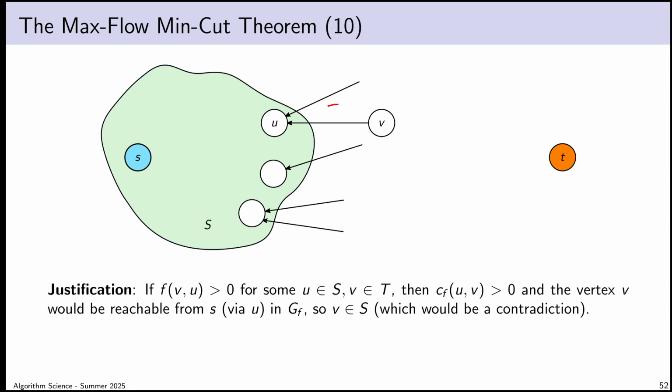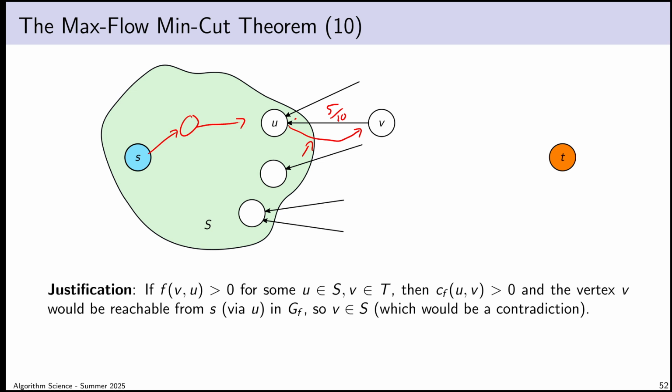Because suppose there were some flow along this edge here. There were some flow from V to U. Well, what that means is when I go looking for augmenting paths, once I get to vertex U, I would be allowed to travel along the edge UV. Because, of course, since there's flow from V to U, I'm allowed to return that flow to sender. I'm allowed to send it backwards.